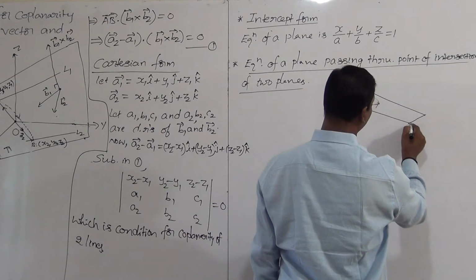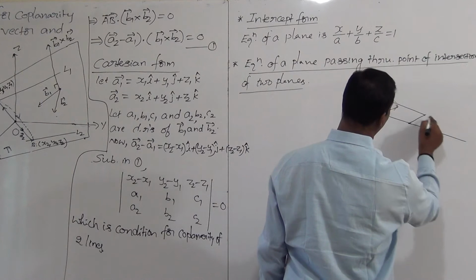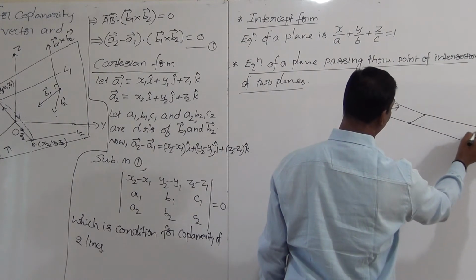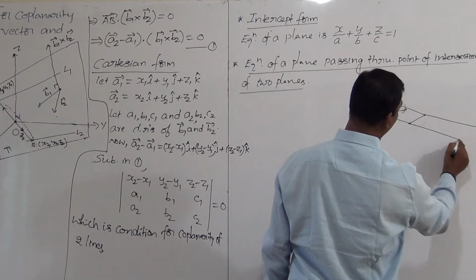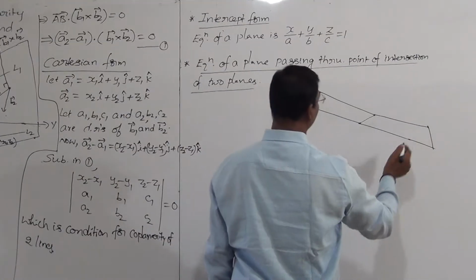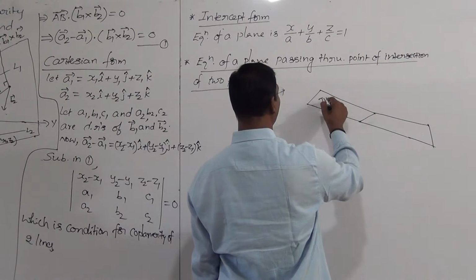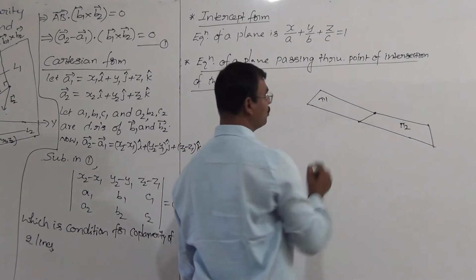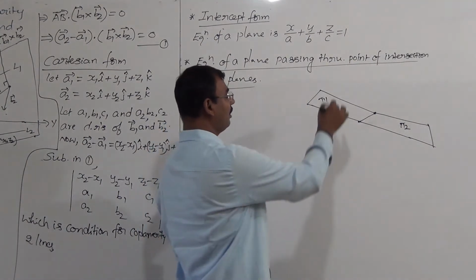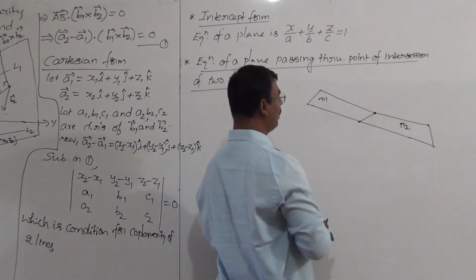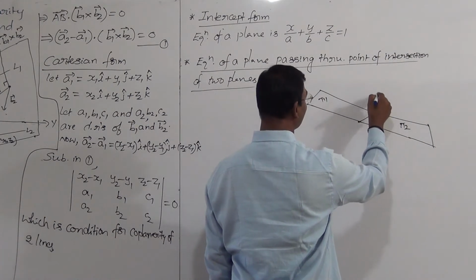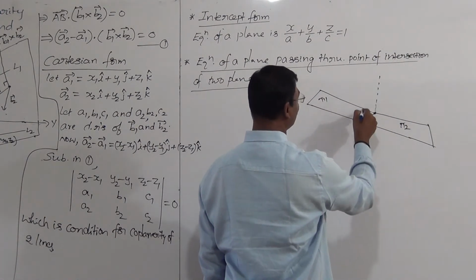And another plane. So let us take this as plane 1 and plane 2. These two are intersecting at these 2 points, so this line of intersection is required. What is the line of intersection of pi 1 and pi 2? This line of intersection, and this one.